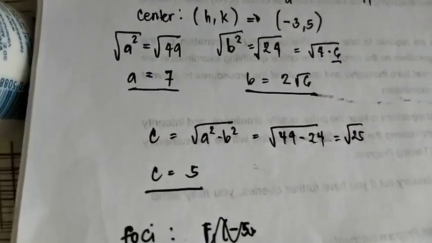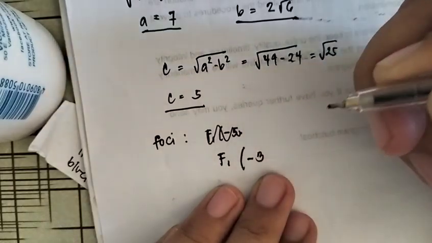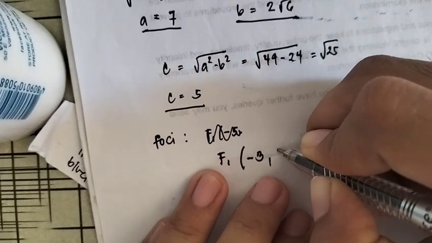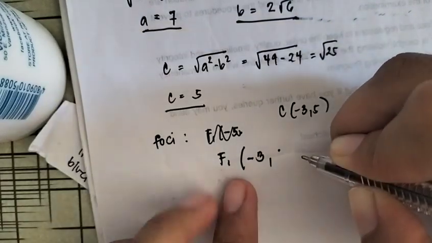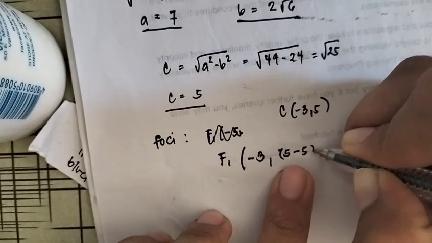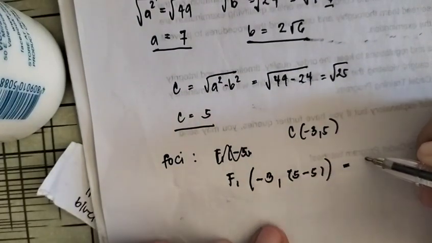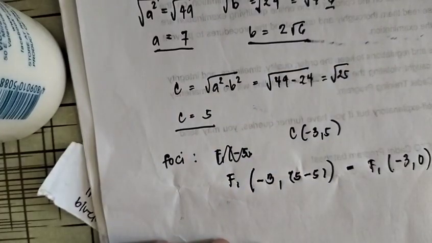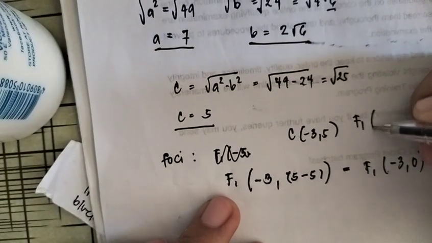So, C is negative 3. Our center is negative 3, 5, so it becomes negative 3, 5 minus 5. For F1, 5 minus 5, so F1 is negative 3, 0. That is F1 when the ellipse is vertical.